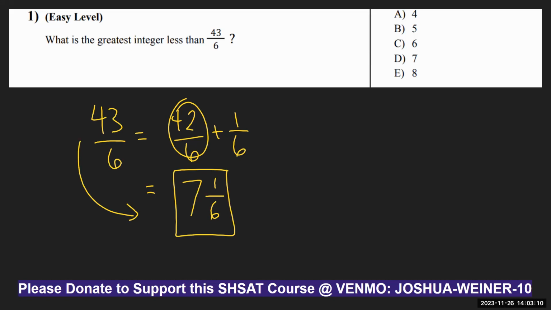So read the English carefully. It says that they want the greatest integer that is less than that mixed number here, 43 upon 6. The correct answer was D, 7, for question number 1.